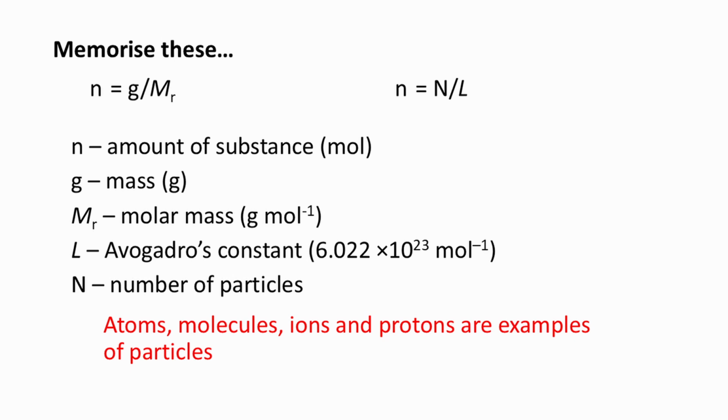We will also use lowercase n is equal to capital N over L. L is Avogadro's constant. You will not need to memorize the value for this, as it will be given to you either on a datasheet or in the exam question. Capital N refers to number of particles. Examples of particles include atoms, molecules, ions, and protons.